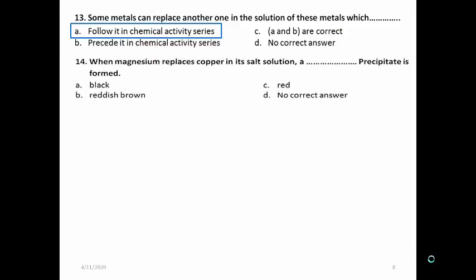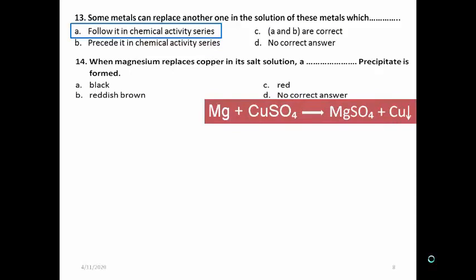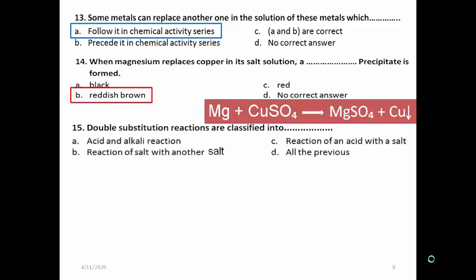14. When magnesium replaces copper in its salt solution, a precipitate is formed. Let's see, magnesium plus copper sulfate will give magnesium sulfate plus copper. Copper precipitate is reddish brown. So B is the right answer.